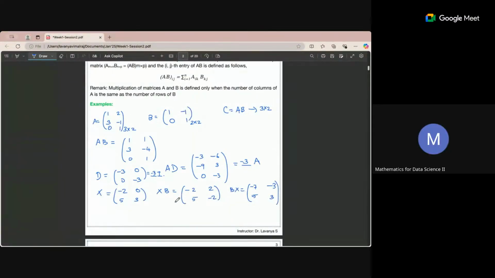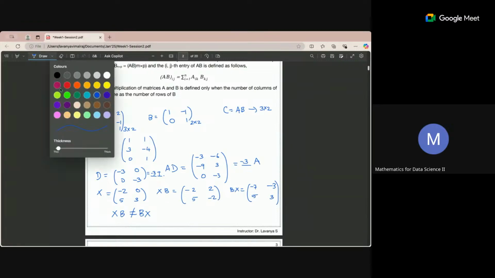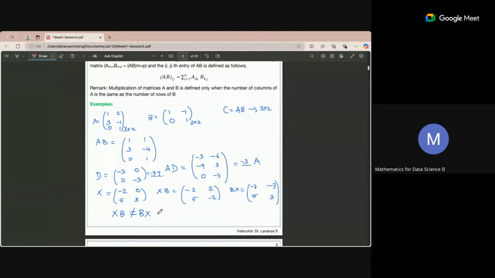So you can notice that XB, X into B, is not the same as BX. So you can see that matrix multiplication is not commutative. What is meant by commutative? Reverse is again A into B also equal to B into A.